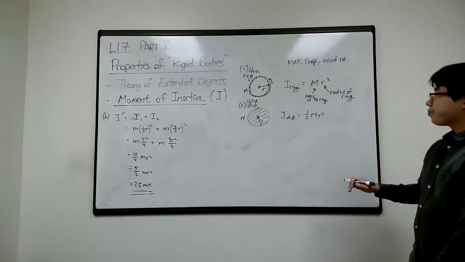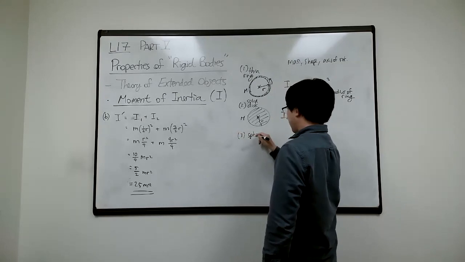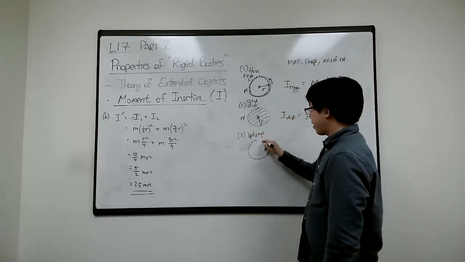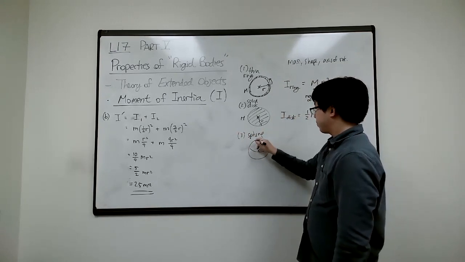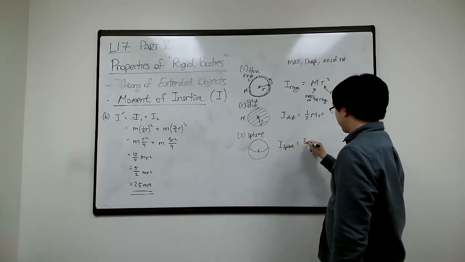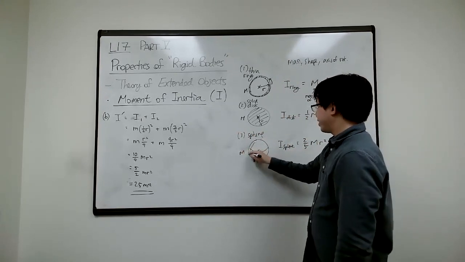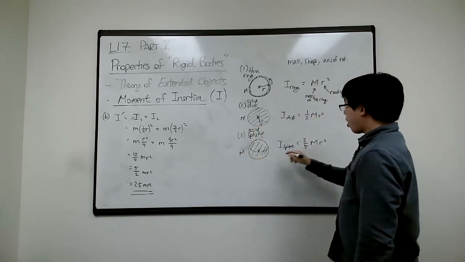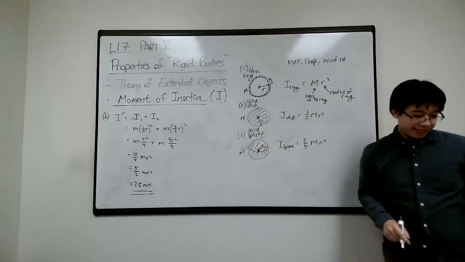Okay, I'll give another one that is common that you'll probably use, for a sphere. If you have a sphere and you want to rotate about the center like that, then the moment of inertia of the sphere is 2/5 of mr squared, where m is the mass of the sphere, solid sphere, and r is the radius of the sphere, and the axis of rotation is through the center.